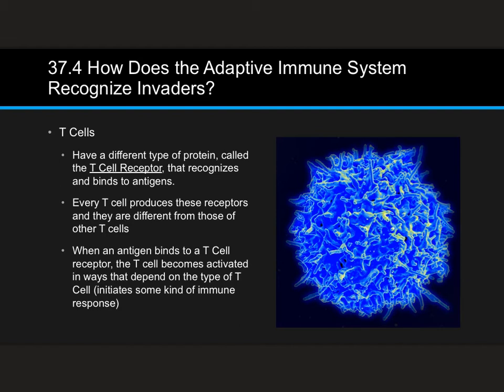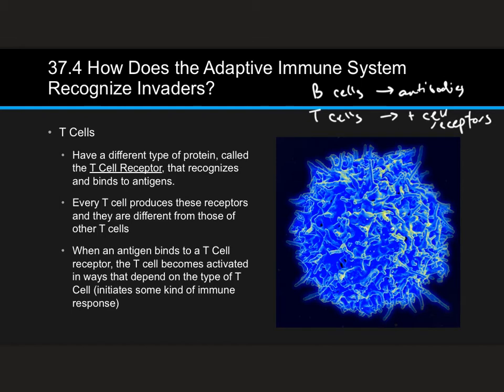Okay, so just trying to help you keep things clear, right? B cells produce antibodies, right? T cells, hopefully this one's easy, right, produce T cell receptors, okay? Trying to keep everything as easy as we can here. So when an antigen binds to a T cell receptor, the T cell becomes activated in ways that depend on the type of T cell.